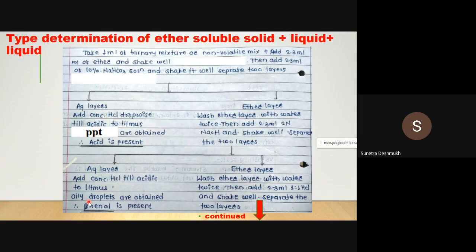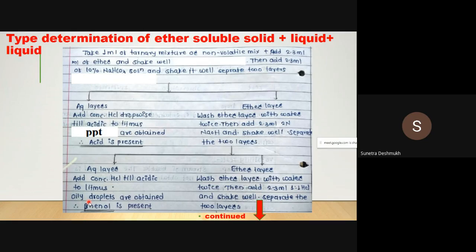Once you add concentrated HCl or dilute HCl to your aqueous layer, if phenol is present as its sodium salt, the liquid phenol will break away from the sodium salt and return to normal phenol. This phenol will come to the top of the aqueous layer, because phenol is not soluble in water. Liquid phenol is insoluble in water, so phenol will appear on top of the aqueous layer in the form of oily droplets.